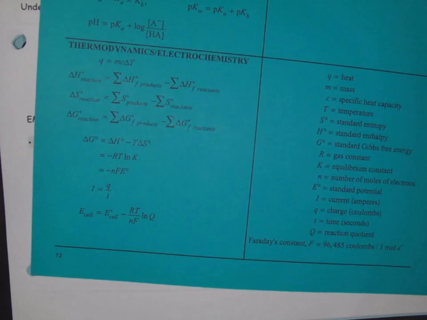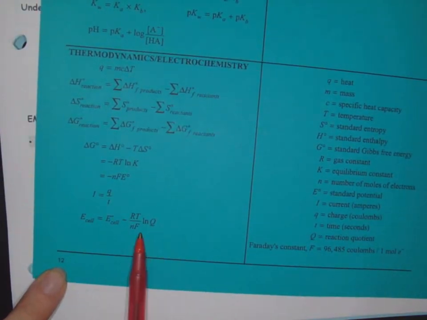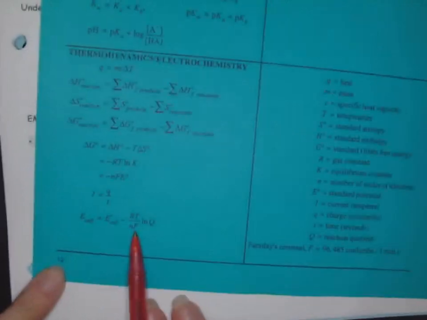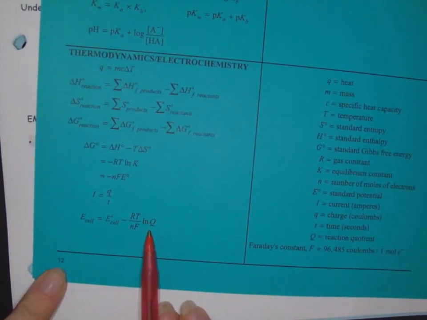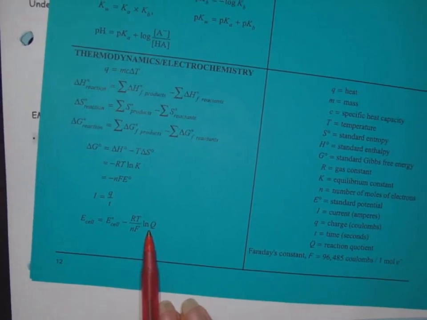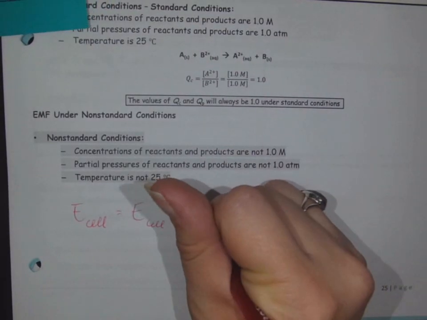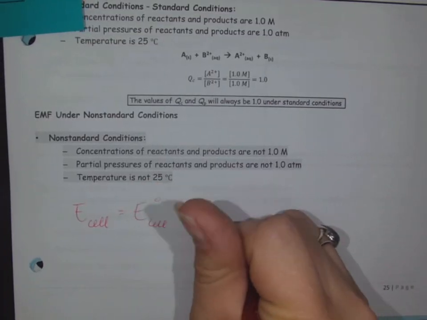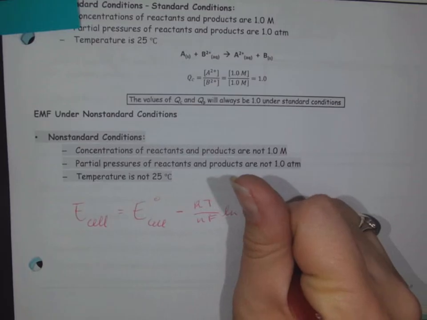I'll show you right where it's at so you'll know where it's at as well. It's in thermodynamics, electrochemical, and I'm talking about this one. So I have this little RT over NF, and then the most important part is the natural log of Q. So we have E cell minus RT over NF natural log of Q.